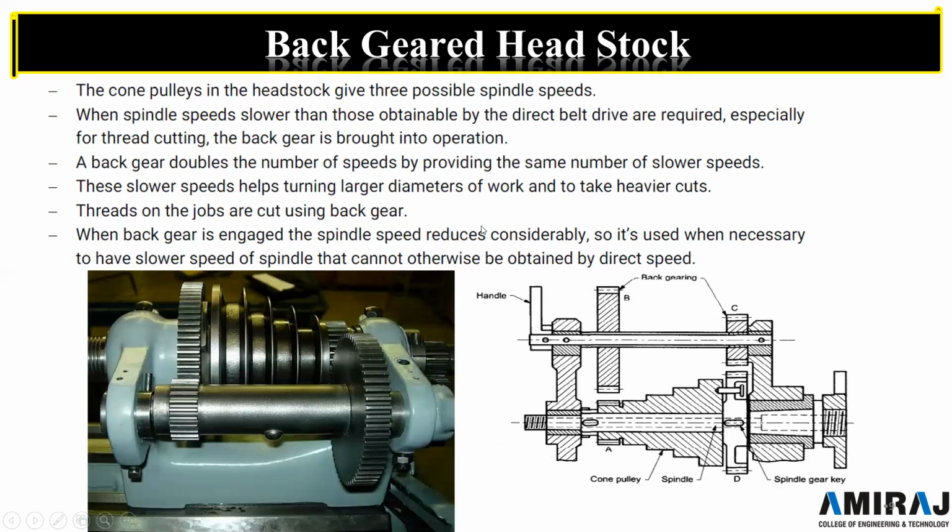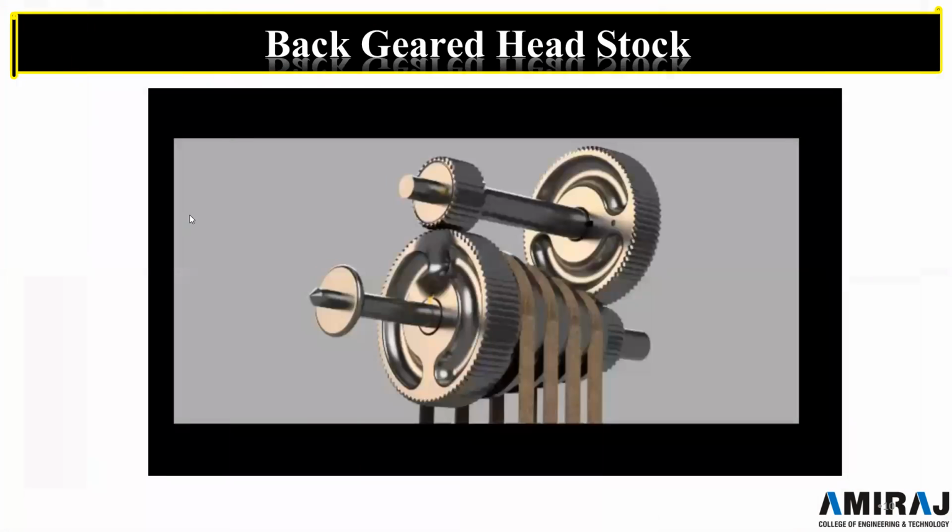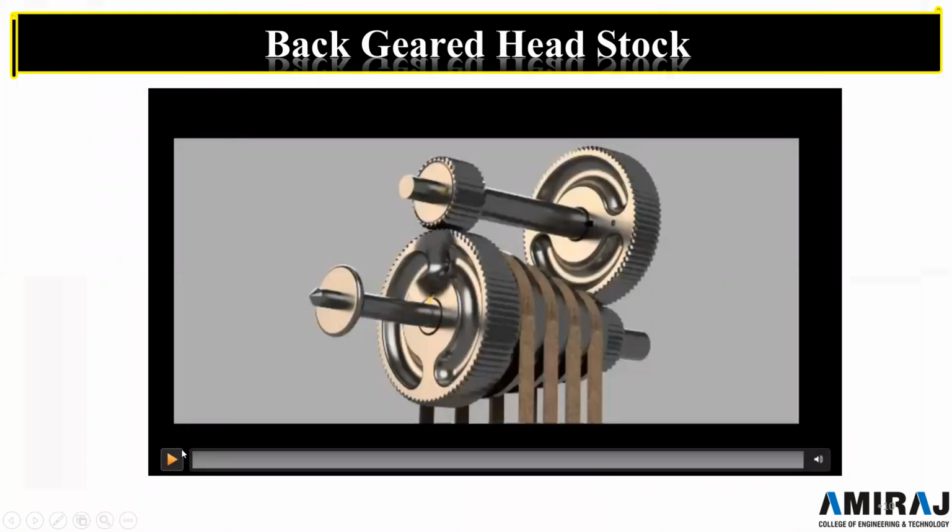So it is used when it is necessary to have a slower speed of the spindle that cannot otherwise be obtained by direct speed. जब डायरेक्ट स्पीड से हमको जो स्पीड अचीव करनी है उतनी स्लो स्पीड अगर नहीं मिलेगी, तभी बैक गियर का यूज किया जाएगा. Now let's see one video so you can understand about the back gear headstock.